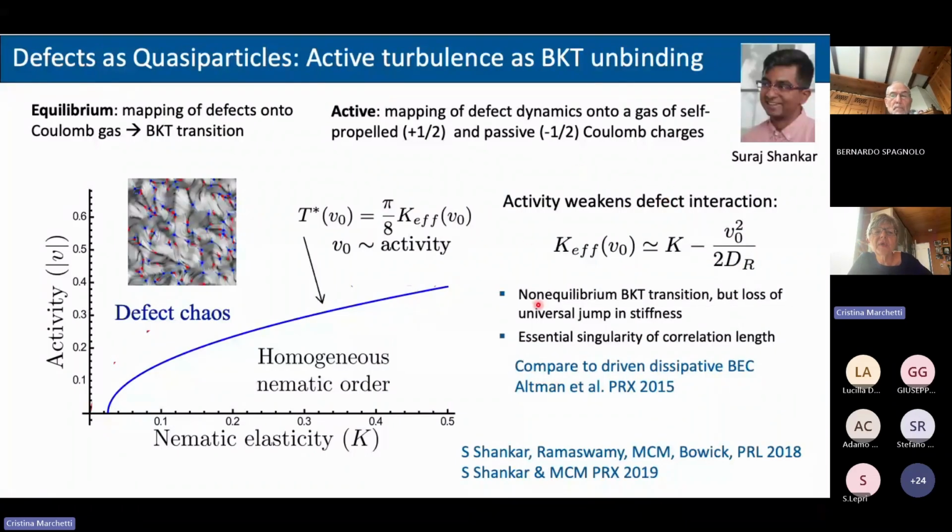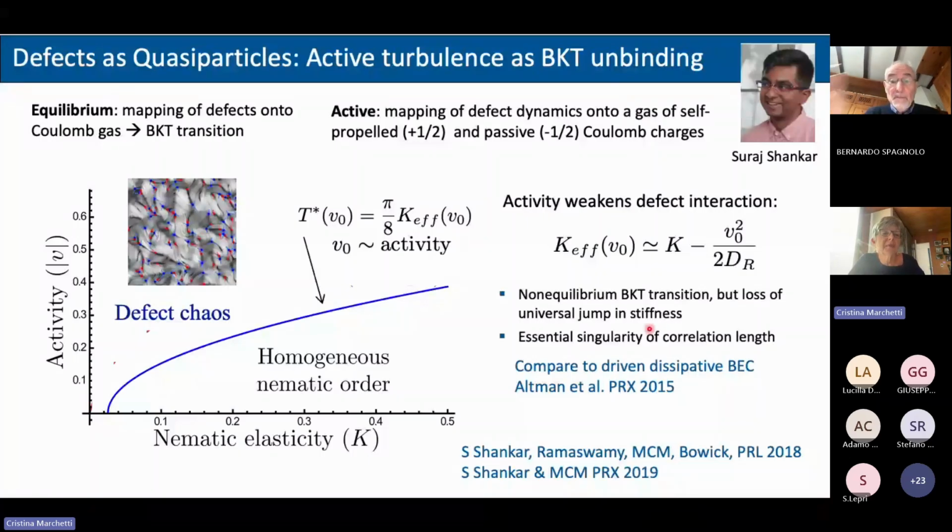And this non-equilibrium BKT transition has some interesting features that are common to the BKT transition, but there is no universal jump in stiffness, although there is still an essential singularity of the correlation length, and there are some interesting analogies to work done on driven dissipative Bose-Einstein condensates. This is rather technical stuff, so I just wanted to briefly mention it, but if you're interested, I particularly recommend the second paper from 2019.